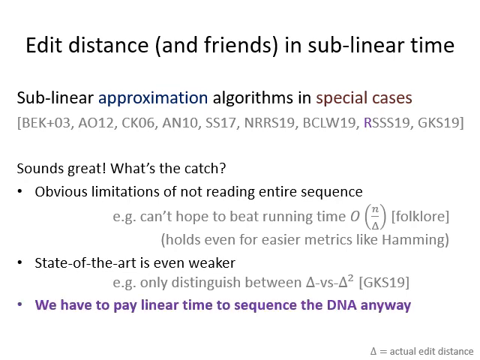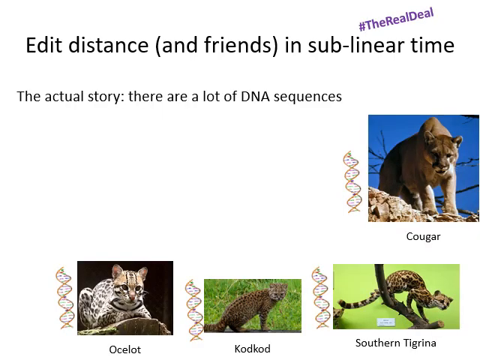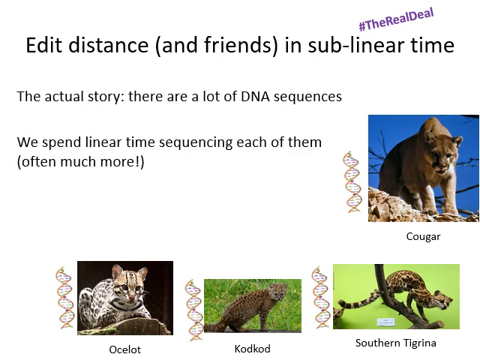Perhaps more importantly, it's not clear what's the point of having a sublinear algorithm. When we construct the string, we have to sequence DNA, and that probably takes at least linear time. Now, let me tell you the real story about sublinear time algorithms for edit distance. We have a lot of strings, and we might spend linear time sequencing the DNA of each of the cats in the picture. But once we have the string, we want to compute a lot of pairwise comparisons, and we want each distance computation to take sublinear time.